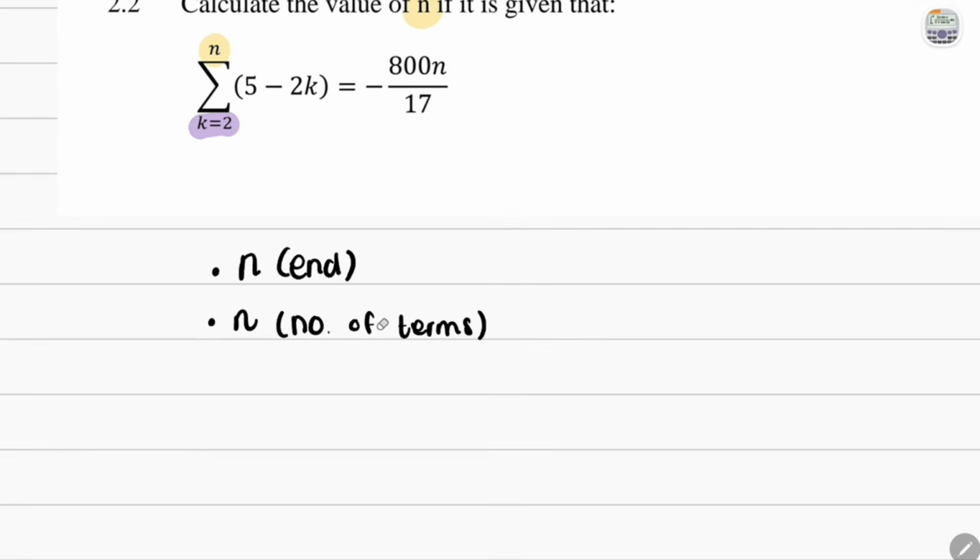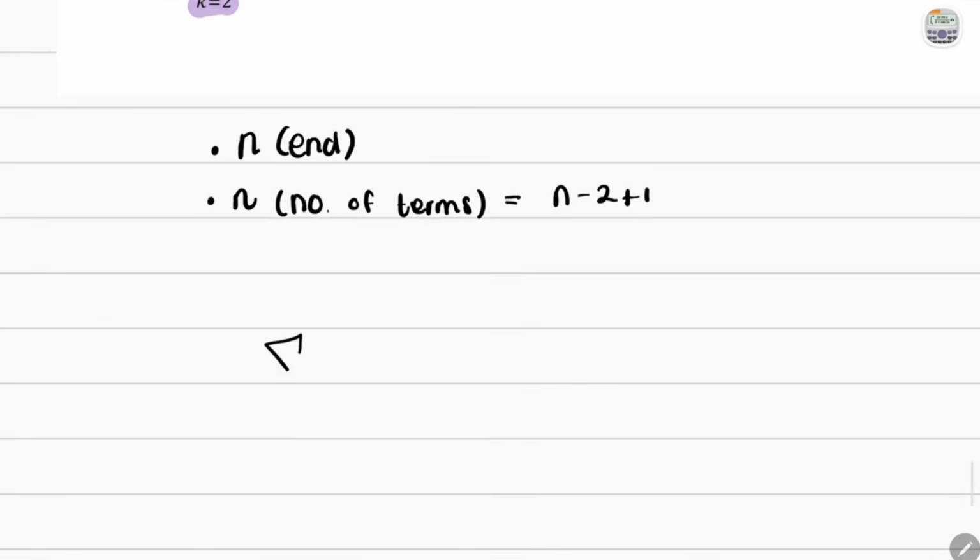Now, how we calculate this is like this. You're going to take the number that you end at minus the number that you start at, and then plus 1. And that will give you the full number of terms available. So this is n minus 2 plus 1.